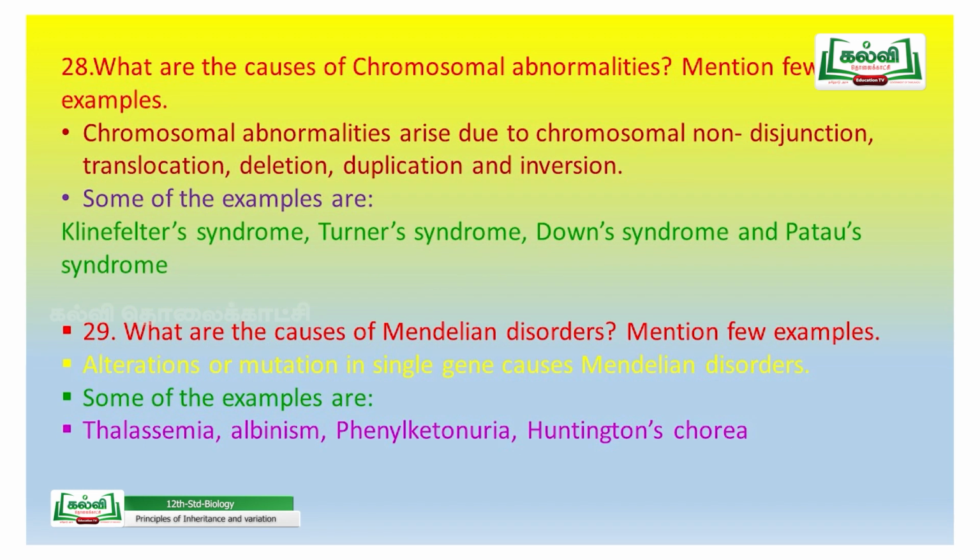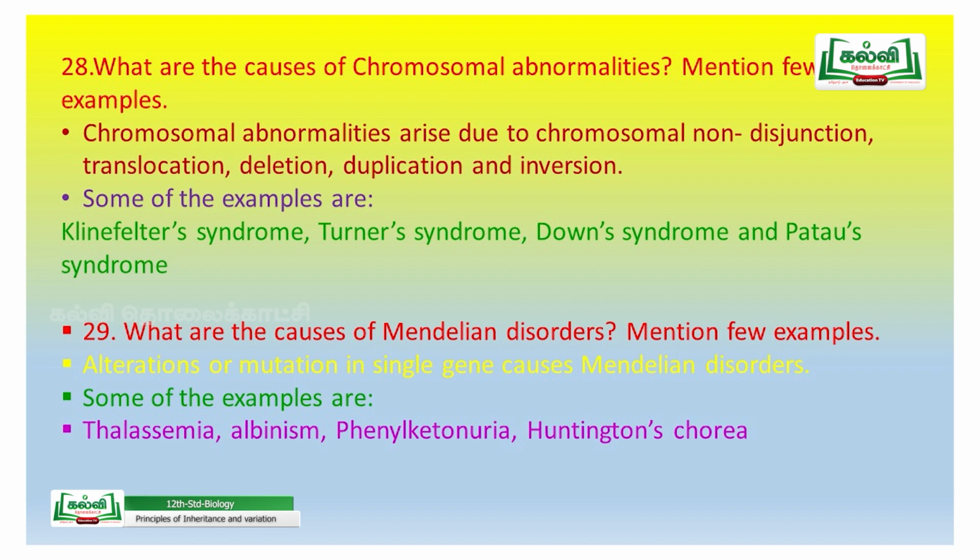The 28th question: what are the causes of chromosomal abnormalities? Mention a few examples. Chromosomal abnormalities arise due to chromosomal non-disjunction, translocation, deletion, duplication and inversion. Non-disjunction means the chromosomes will not move to the poles during the anaphase stage after metaphase. That is called non-disjunction.